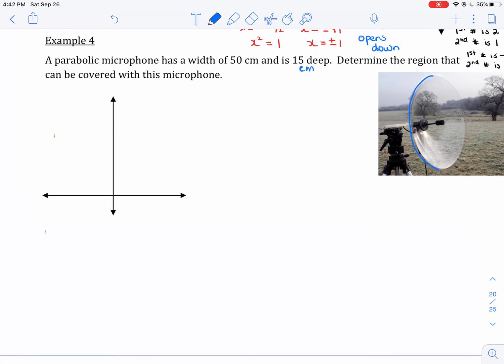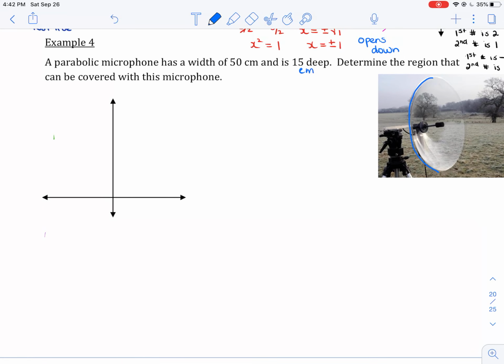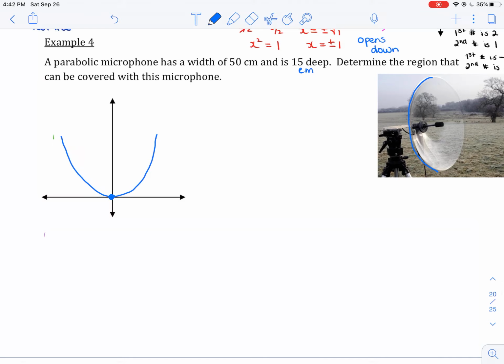Now, we're going to draw ours on the coordinate plane so that instead of opening sideways, it opens up or down, because we only know how to deal with parabolas that either open up or open down. So we're going to take our parabola and draw it looking something like that. We will assume that the vertex is at 0, 0.